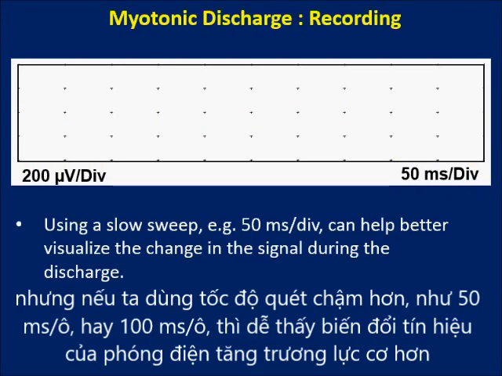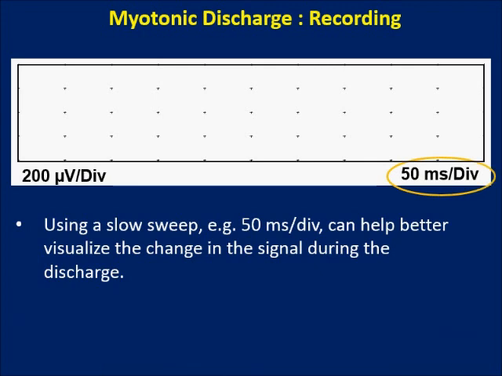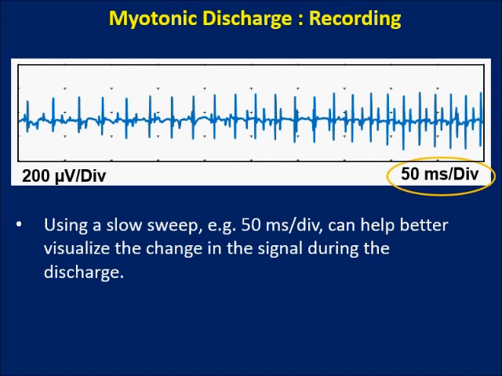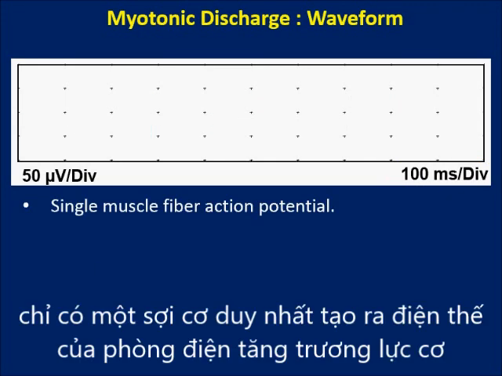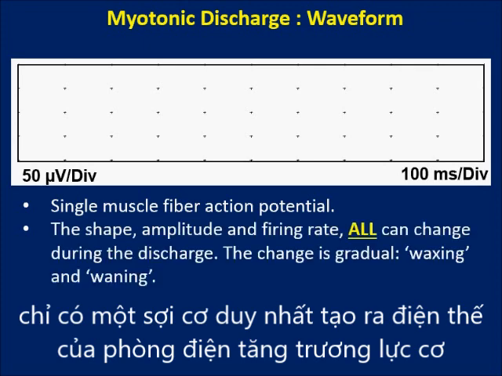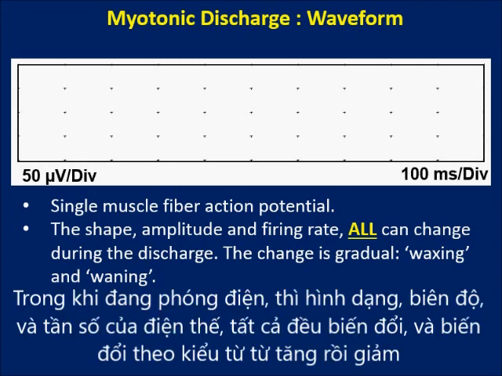Using a slow sweep, for example 50 or 100 milliseconds per division, can help better visualize the change in the signal during the discharge. A single muscle fiber produces a myotonic discharge. The shape, amplitude, and firing rate all can change during the discharge as seen in this recording.